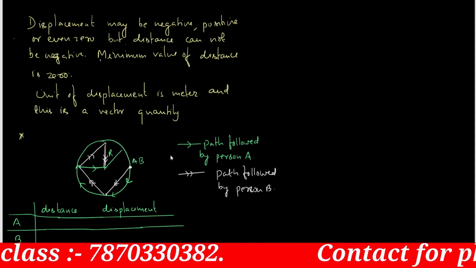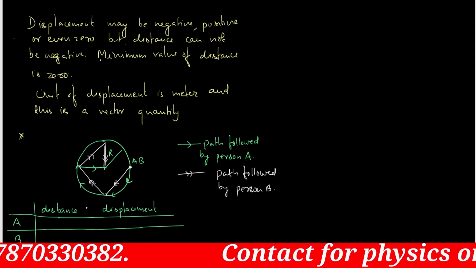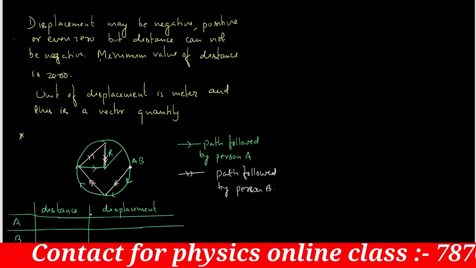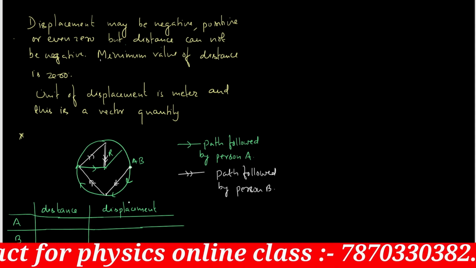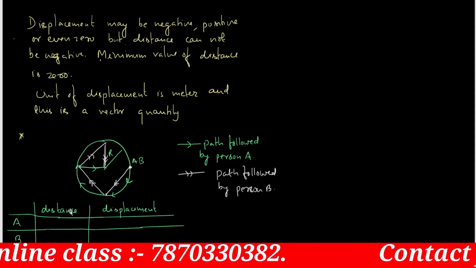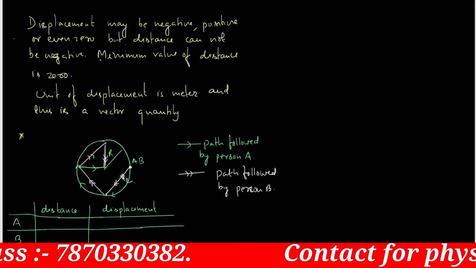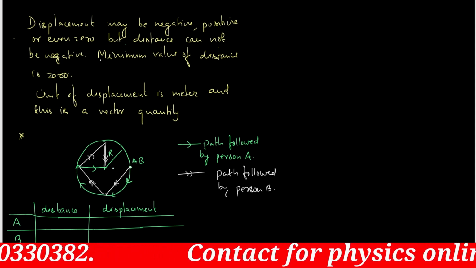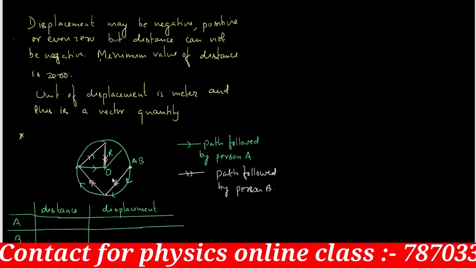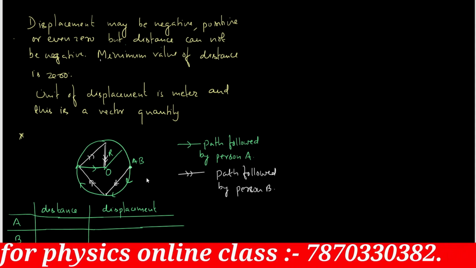Radius is R. So for A, the distance... how much? Wait, where did A start from? Is it the top? This is the starting point, and the center is the terminating point. So it went all the way around?